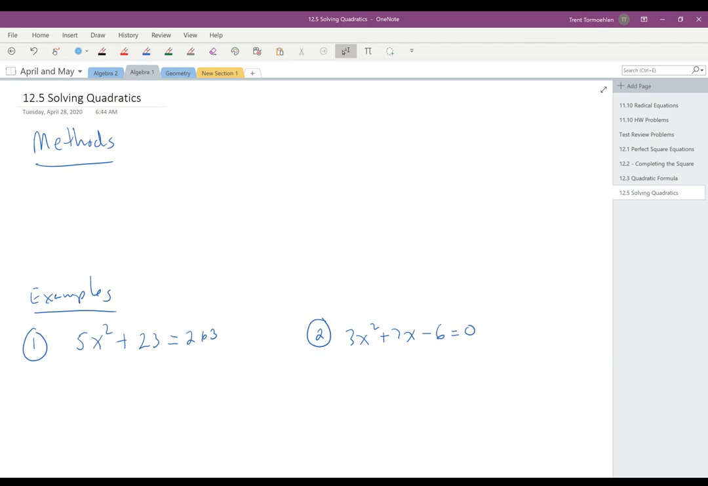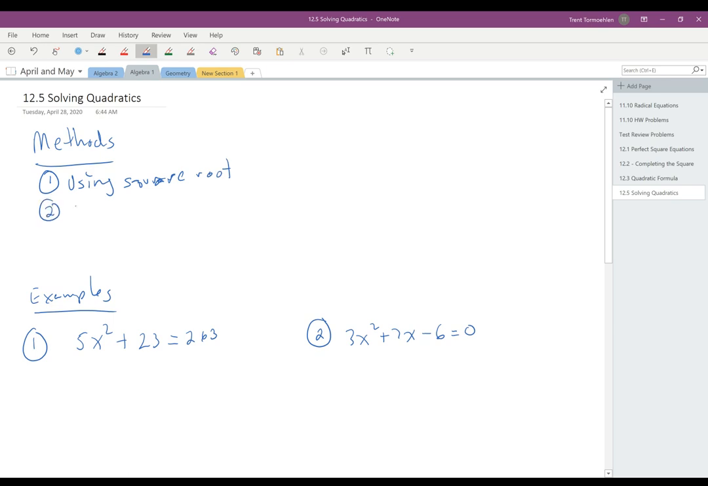All right, for section 12.5, what we'll be doing is using all the methods that we've learned to solve quadratics, and you'll get to choose what method you've learned the first that you want to use. The four that we've learned: using square roots, which means taking the square root of both sides. That's usually the simplest way if you can use it.